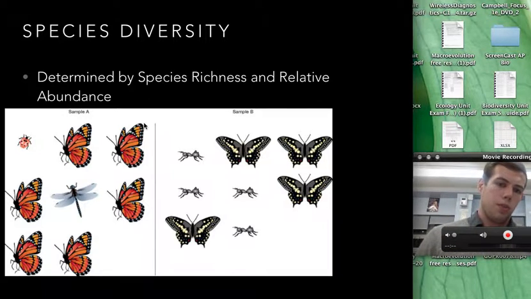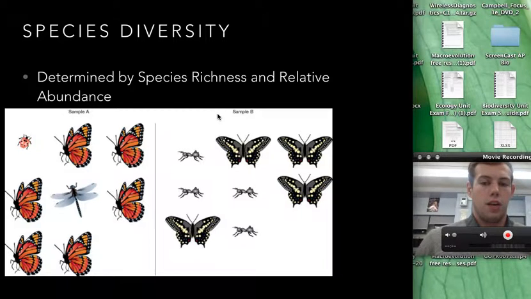So, for instance, let's compare really quickly sample A and sample B here. Sample A, I see 3 species: ladybug, dragonfly, and butterfly. However, in sample B, I see only 2 species, butterfly and an ant. Now, if I'm comparing species richness, I would say that sample A has a greater species richness because it has 3 species compared to 2.